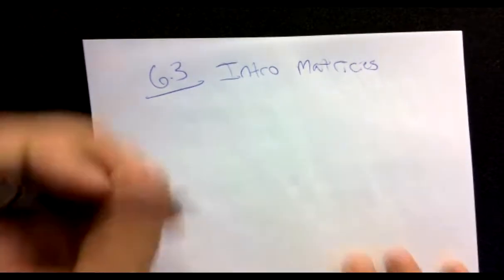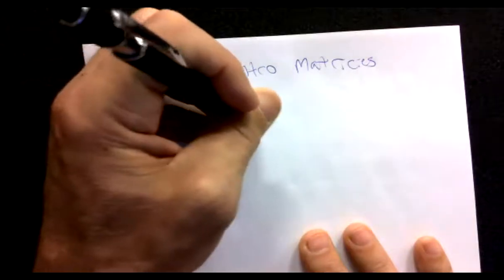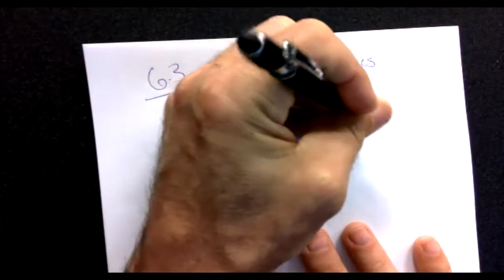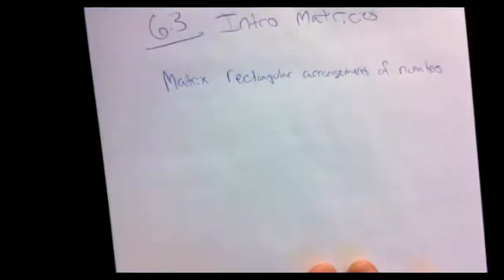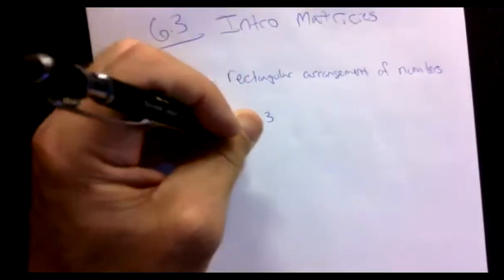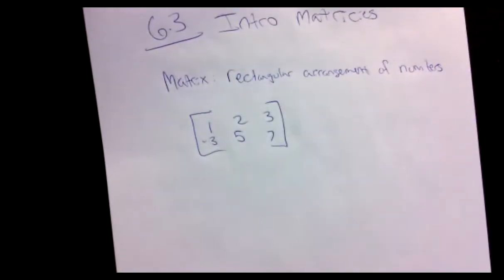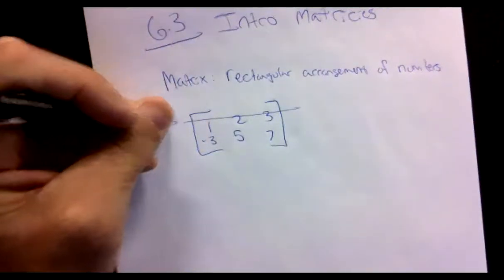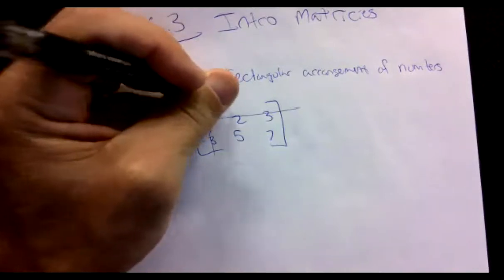I'm going to go ahead and show you. So a matrix is simply a rectangular arrangement of numbers. So quite literally, they're just going to take some numbers and they're going to arrange them in rows and columns. Okay, the rows go left to right. Okay, the columns go up and down.